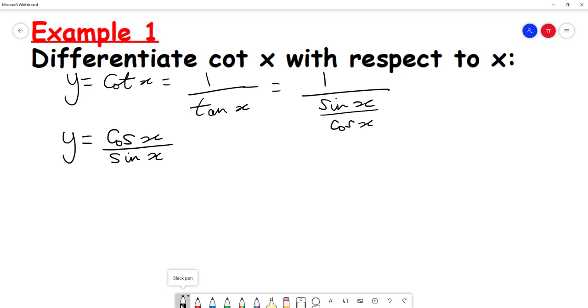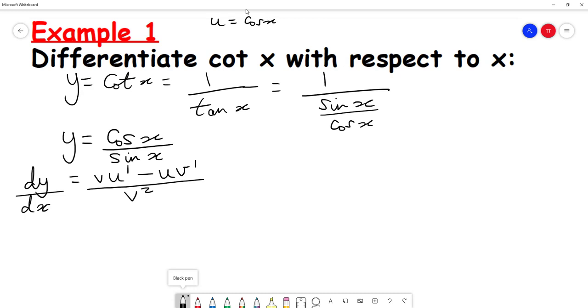Now we've got a quotient, so I'm going to write down the quotient rule. So we're going to get v u dash minus u v dash all divided by v squared. Now in our case, u is cosine of x. The differentiation of cosine of x is minus sine x. The differentiation of v, now v in our case is sine x, and so the differentiation of that is going to be cosine of x, because the differentiation of sine x is cosine of x.